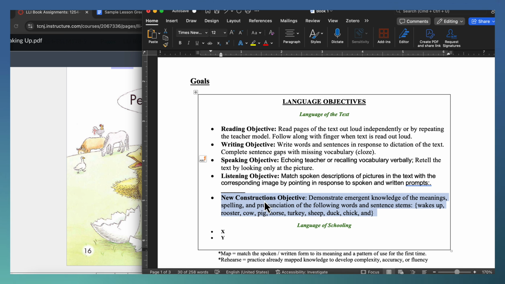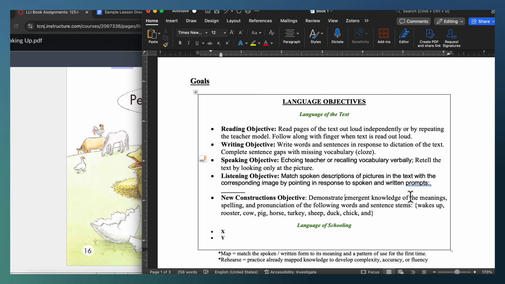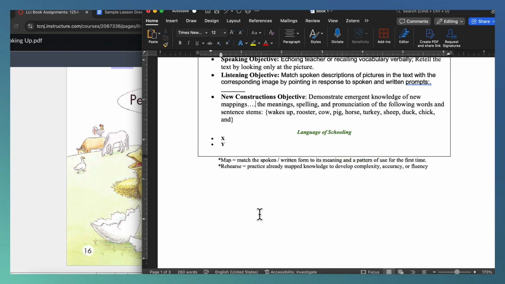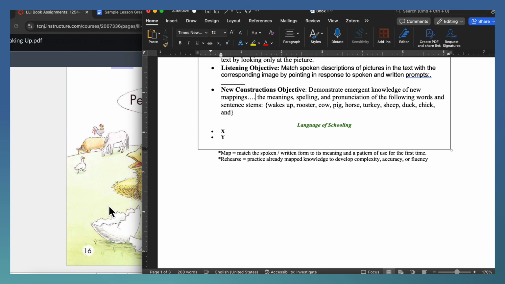That's a way to get at these new constructions and helping them map, helping them demonstrate emergent knowledge of the meanings of these things, the new mappings. So that's what I'm going for in this lesson.